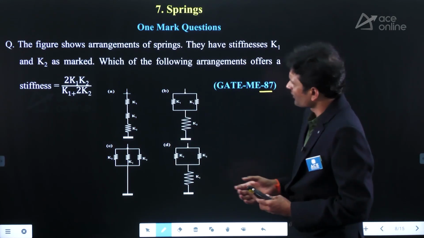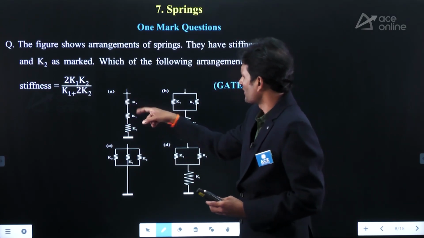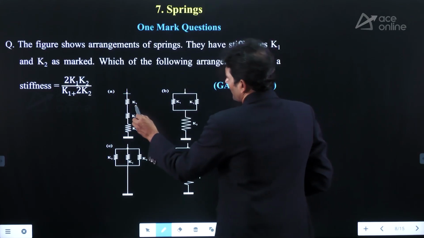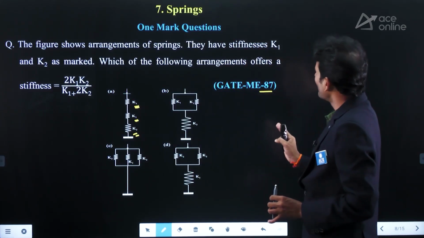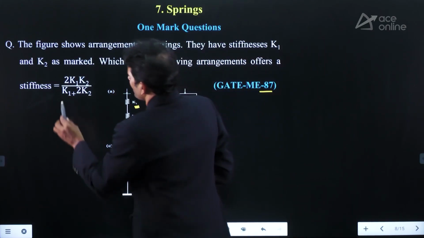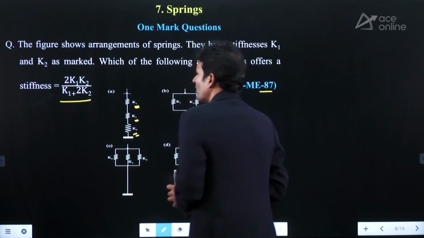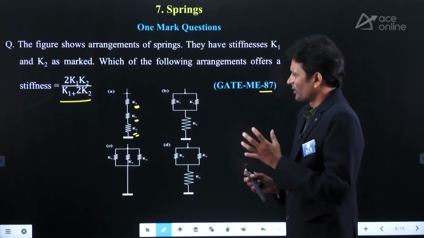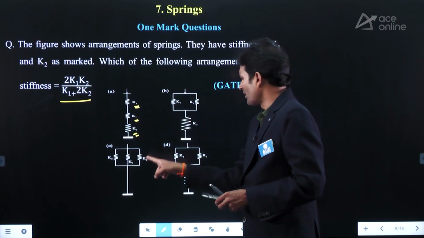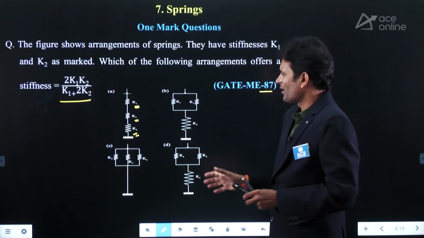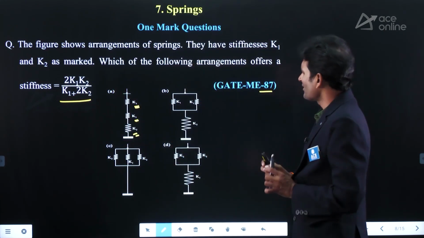They have the stiffness K1 and K2 as marked. Yes, individual spring stiffnesses are given. Here it is K1, again K1, again K2, like that. Which of the following arrangements offers a stiffness equal to 2K1K2 divided by (K1 plus 2K2)? That is nothing but the equivalent stiffness. Out of all these arrangements, for which arrangement the equivalent stiffness is exactly equal to this magnitude, that is what is being asked.